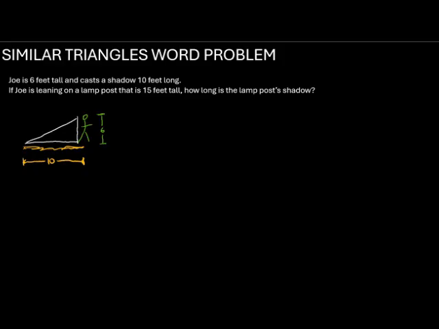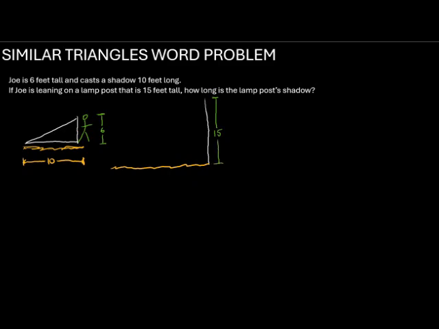Now Joe's next to a lamppost that's 15 feet tall, so we're going to draw a longer vertical side for that. This lamppost will cast an even longer shadow. We know that this lamppost is 15 feet tall, so let's mark this as 15.